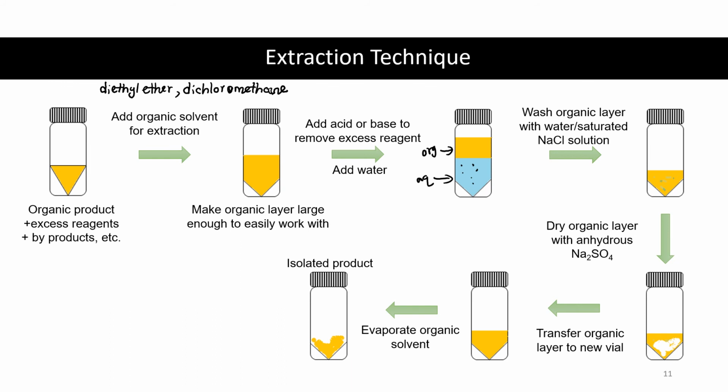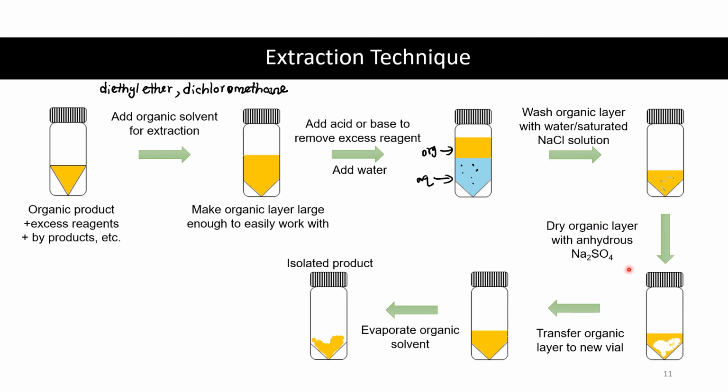We usually wash the organic layer with a saturated sodium chloride solution, and this is a very saturated salt solution, so it has a high capacity to absorb water. Therefore, any water droplets that were trapped in the organic layer should be drawn into the salt layer, and then we can remove the aqueous layer.